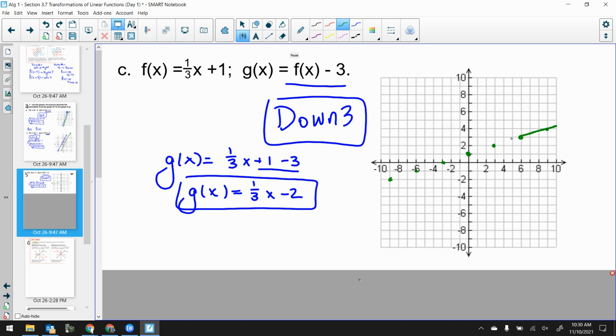Okay, so there's my old. There's f. And now let's graph g. Y-intercept of -2 and a slope of 1/3. Do I see a shift of down 3 units for g? Okay. Yeah. I'm going to go down like 2 units and minus 2.